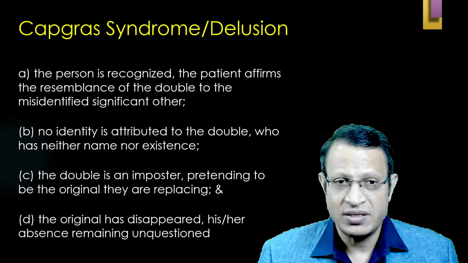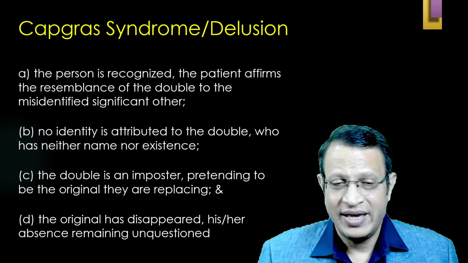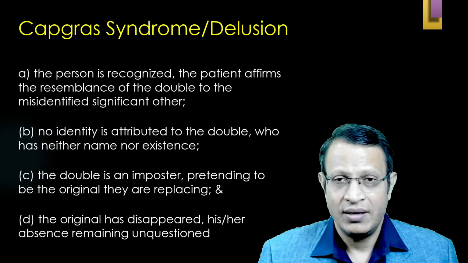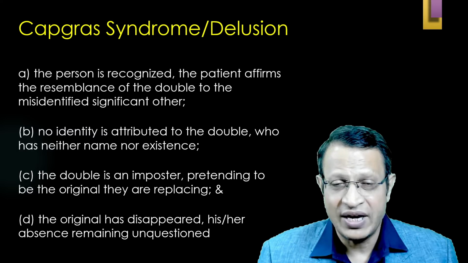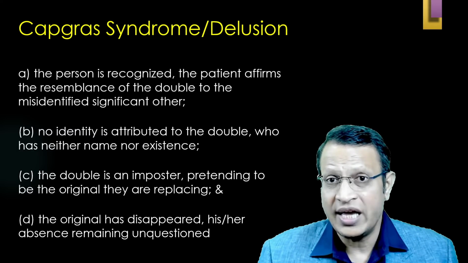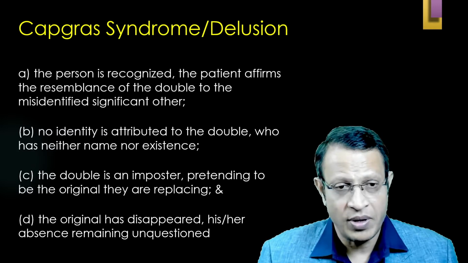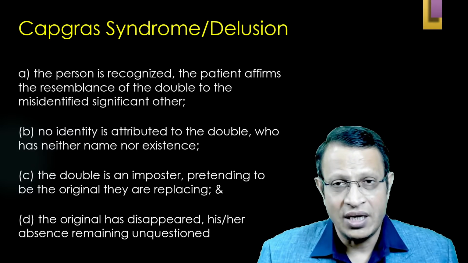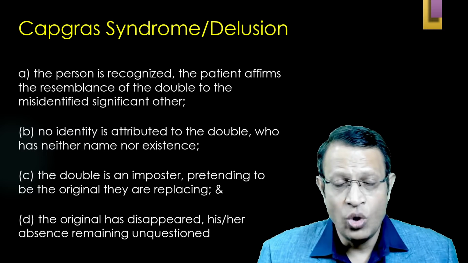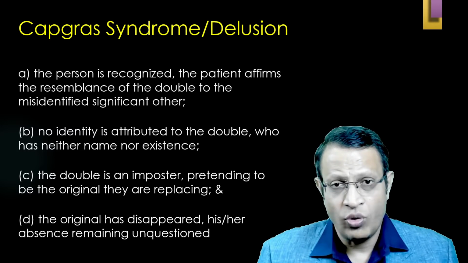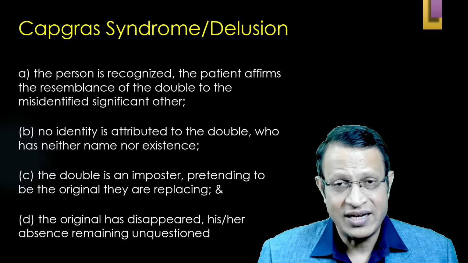To make a diagnosis of Capgras syndrome, the person positively recognizes that they look like his family members. That means the patient affirms the resemblance of the double to the misidentified significant others. That means he recognizes they look like his parents, so there is no memory problem. He does not give identity to the double. The person who is standing, he says they are persecutors, but there is no name for them, and there is no existence about them. The double is an impostor, pretending to be the original, and they have replaced them. That is his clear explanation.